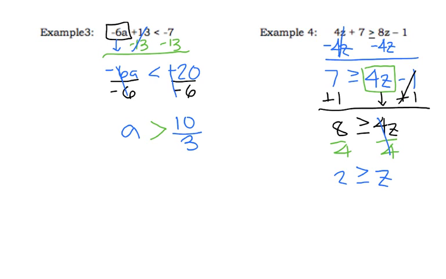Technically, we don't like to read things this direction. We like our variables to be on the left side. So pay attention to what Pac-Man is eating. Pac-Man is eating 2. So when I reorder the values, Pac-Man better still be eating 2. So you get z is less than or equal to 2.